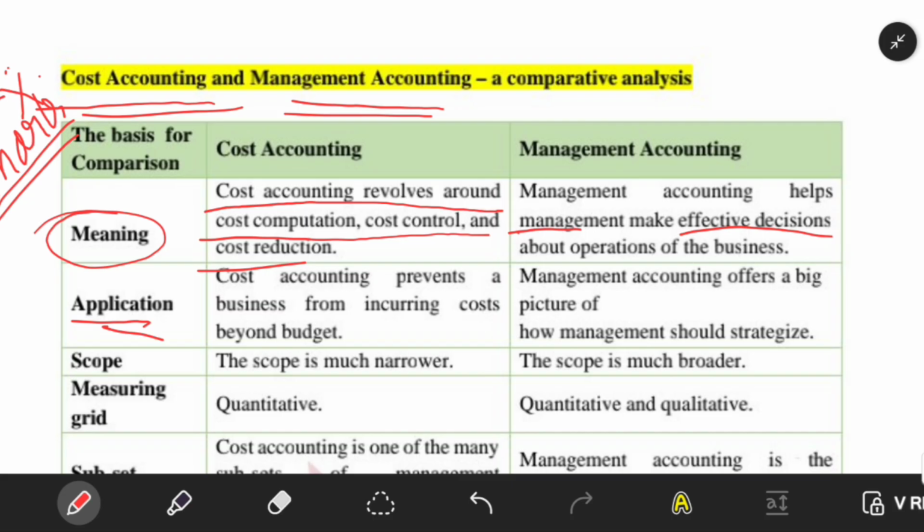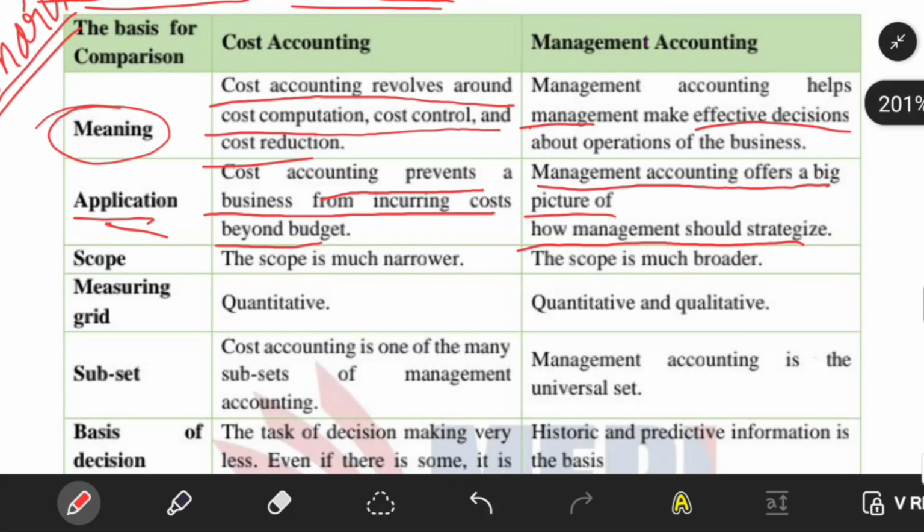Next is application. Cost accounting is used to avoid unnecessary expense. That is, it ensures that the business stays within the budget. It prevents the business from incurring costs beyond the budget. Whereas management accounting helps the management get a complete picture of business operations. It supports planning, strategy, and future growth of the business. So management accounting offers a big picture of how management should strategize.